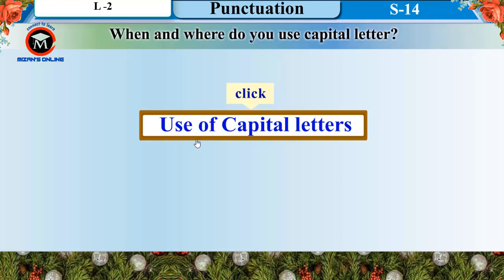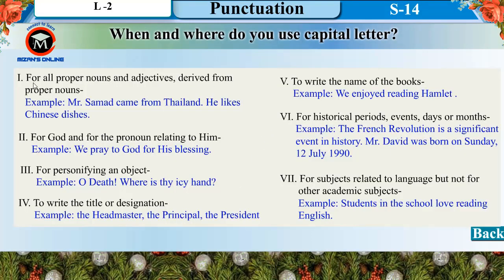When and where do you use capital letter? For all proper nouns and adjectives derived from proper nouns. Example: Mr. Samat came from Thailand. He likes Chinese dishes. For God and for the pronoun relating to him. Example: we pray to God for his blessing.